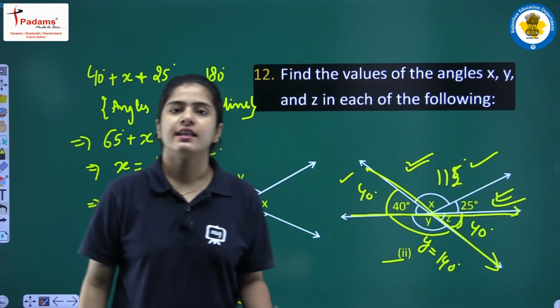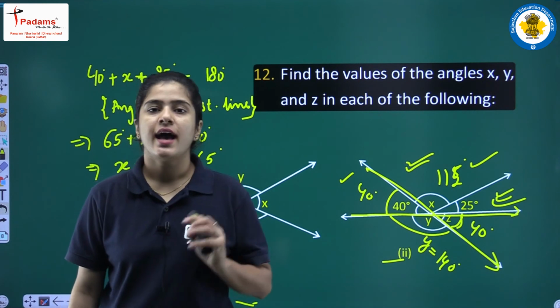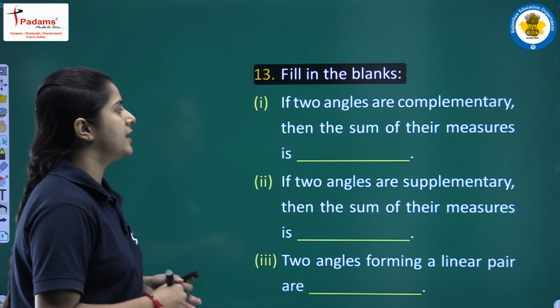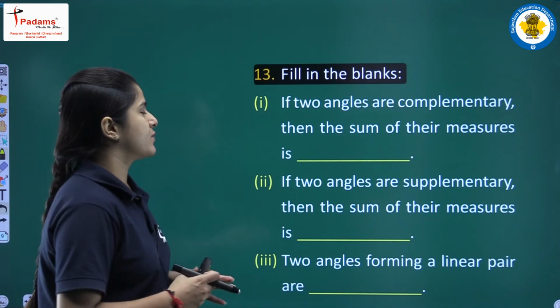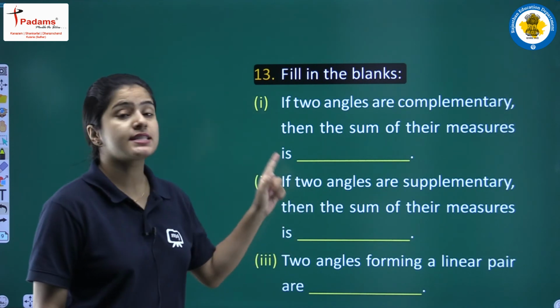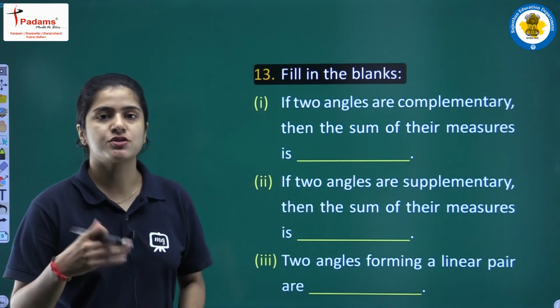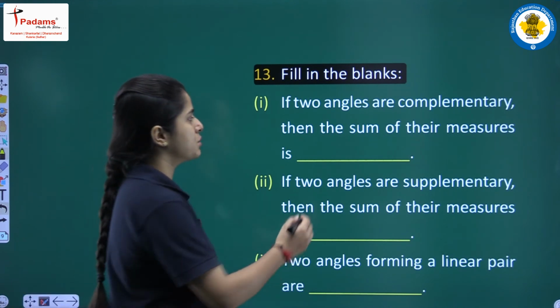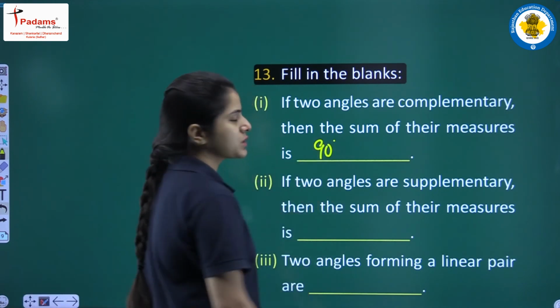Okay students, this is your 12th question. Having a look at the 13th question, students, what is the 13th question? Fill in the blanks. For the first part, if two angles are complementary, then the sum of their measures is 90 degrees, okay students.